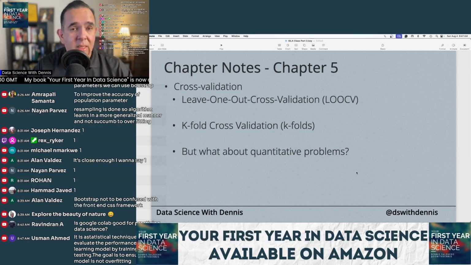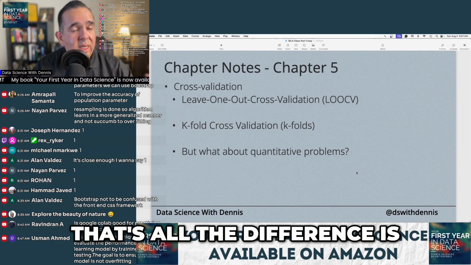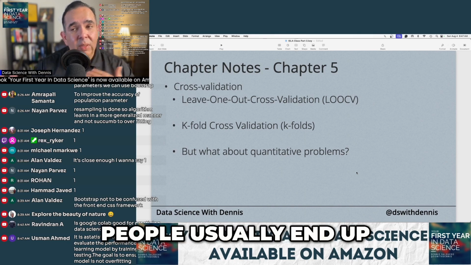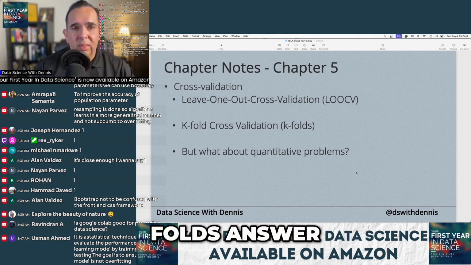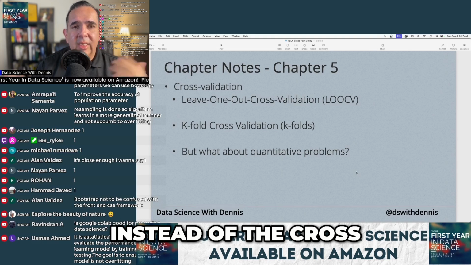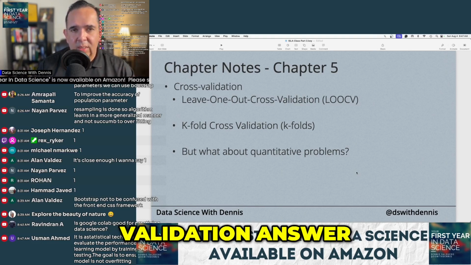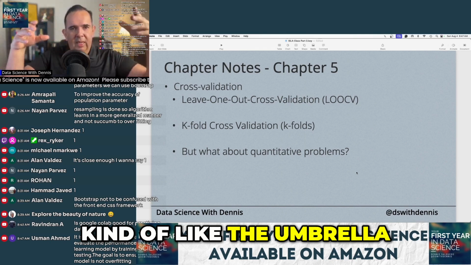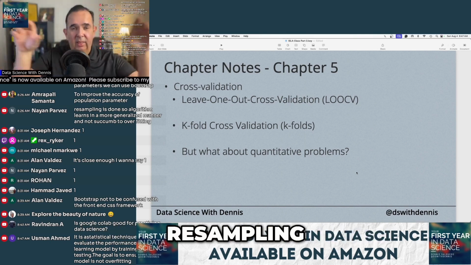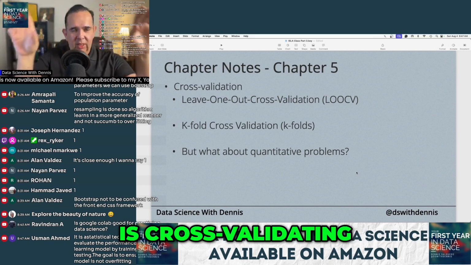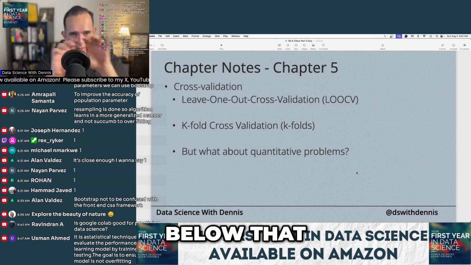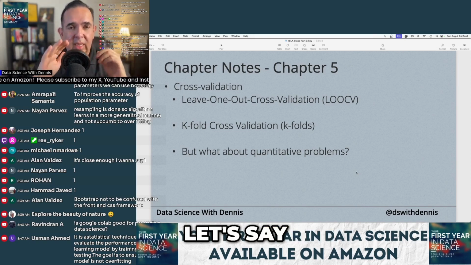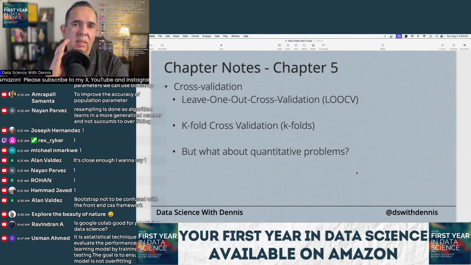That's it. That's all the difference is, but it's a really vital difference. Because like I said, people usually end up giving me the k-folds answer instead of the cross-validation answer. So I want you to understand that it's kind of like an umbrella. The bigger umbrella is resampling. The next level down is cross-validation. And then below that, or a component of cross-validation, let's say, is the k-fold side.